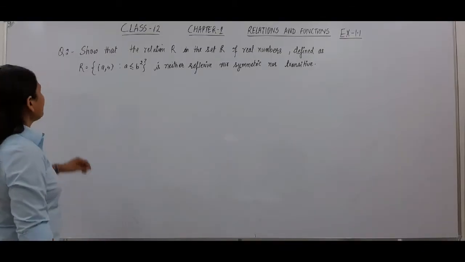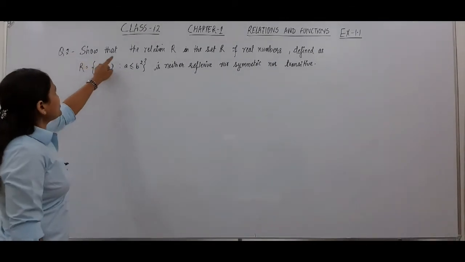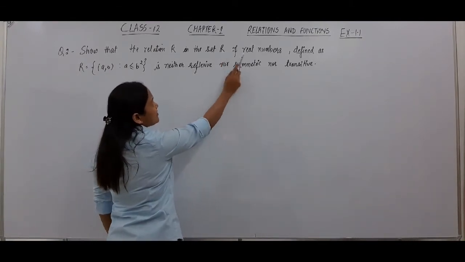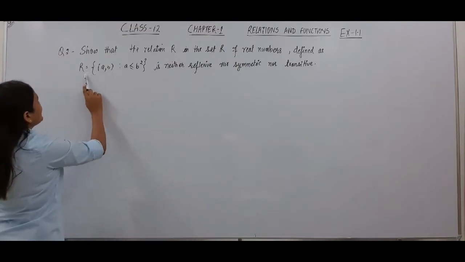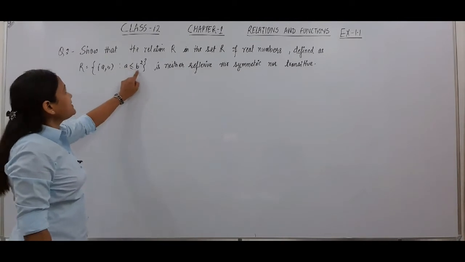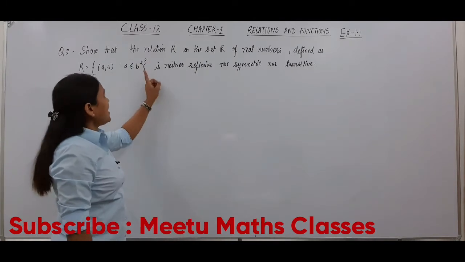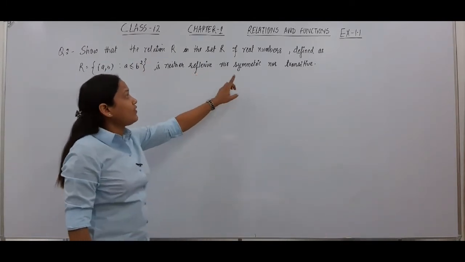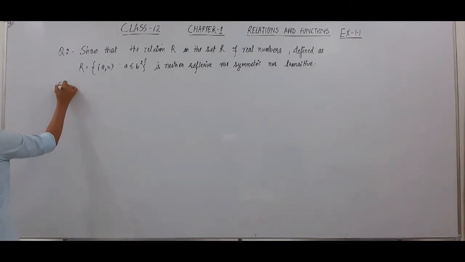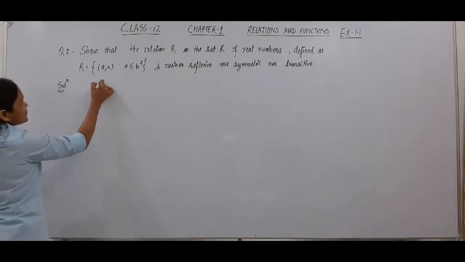Our first question is question number 2 of exercise 1.1. The question is, show that the relation R in the set of real numbers is defined as: two real numbers are related if and only if a is less than equals to b square. And we have to show that this relation R is neither reflexive nor symmetric nor transitive. So let us try to find out whether the relation satisfies these three definitions or not.